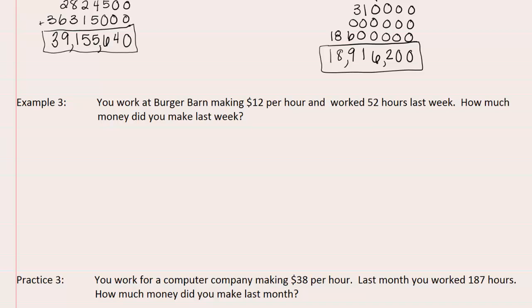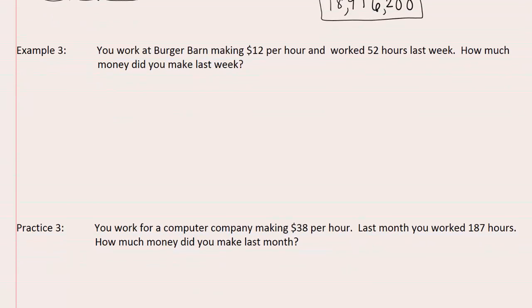Okay, so let's try example number 3. Example number 3 is a word problem or a story problem. So again, we'll need to pick out important information before we can start this problem. It says, you work at Burger Barn making $12 per hour and worked 52 hours last week. How much money did you make last week? Well, to figure out how much money we make, we multiply how much money we make an hour times the number of hours we worked will give us a total. So 12 times 52 will give us the total we made.